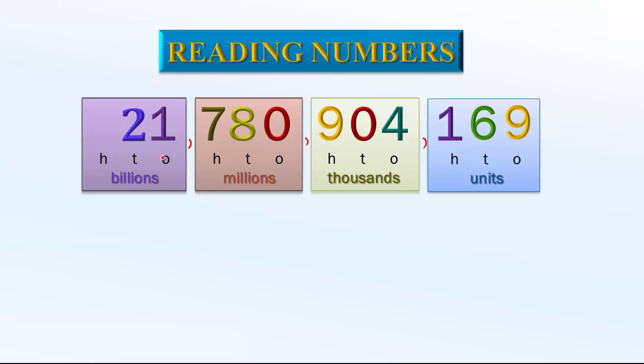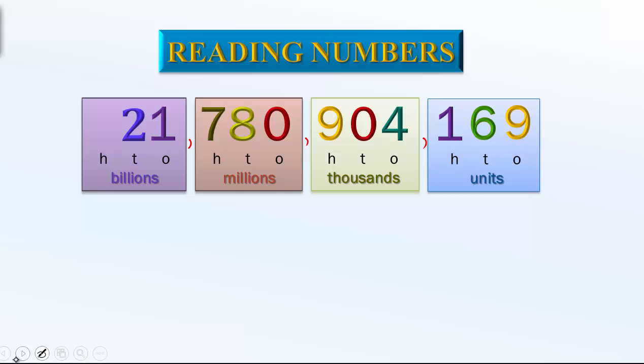Okay, let's read this number. How do we read it? We'll read the regular way each triple, then we name the triple, and then we use comma to go to the next triple, and the algorithm starts all over again. So this number will be read 21,780,904,169. We don't need to say units because it's kind of assumed. The last triple is about units.